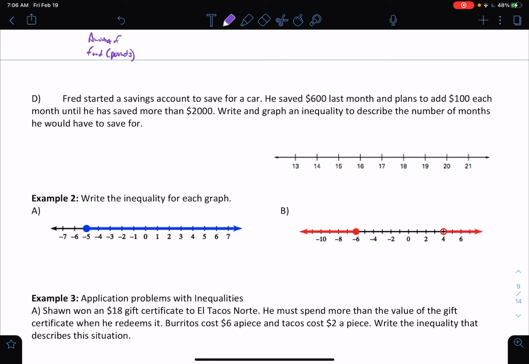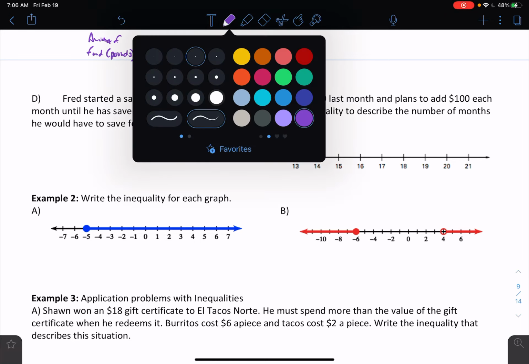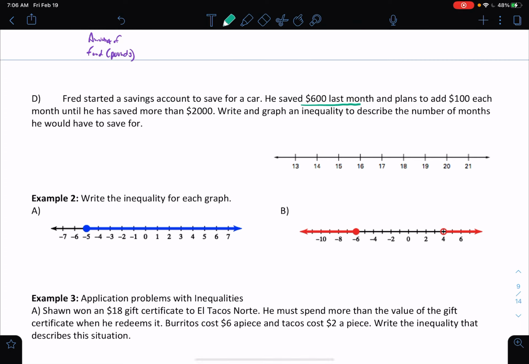Okay, so we got a lot of stuff going on here. We've got the fact that he starts by saving $600. So this is a starting place. And he plans to add $100 each month. So this is a recurring rate. All right, so this is going to look like slope-intercept form. Because this is a starting value, this is the b value. And the recurring rate, that's going to be the slope.